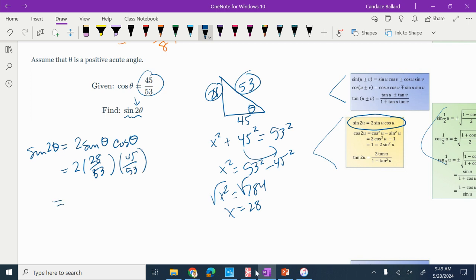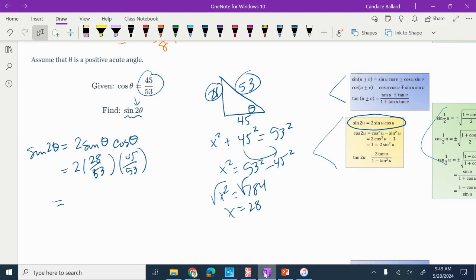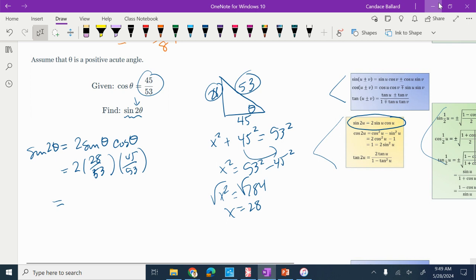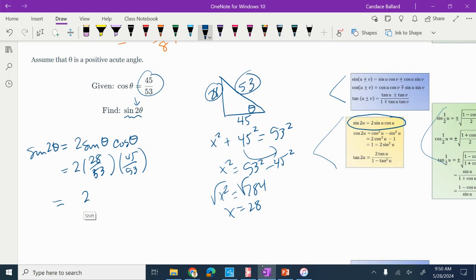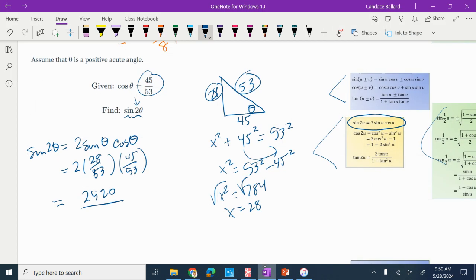And then I'm going to simply put it into Desmos and multiply that out for me, and it'll simplify the fraction. So 2, and then we're going to do 28 over 53, and then 45 over 53. And again, I want my answer in a fraction, not a decimal, so I'm going to hit that little toggle button. So 2,520 divided by 2,809, and that would be my final answer.